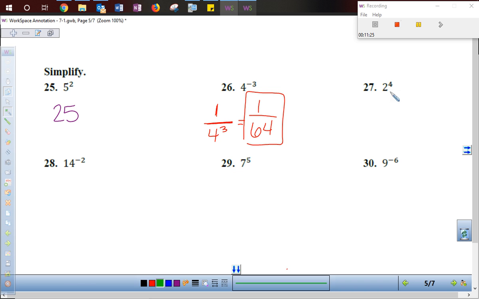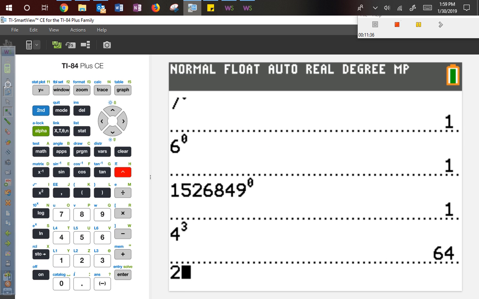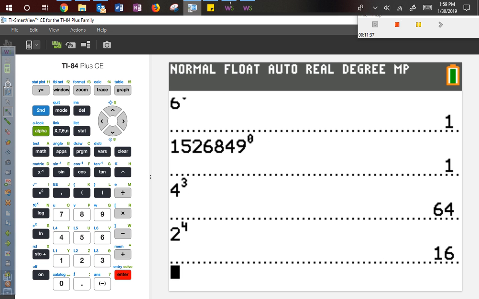On 27, I need to take 2 to the fourth because I have a base of 2, and I'm raising it to the fourth power, so again, just put it in your calculator. 2 to the fourth power is going to give you a result of 16.